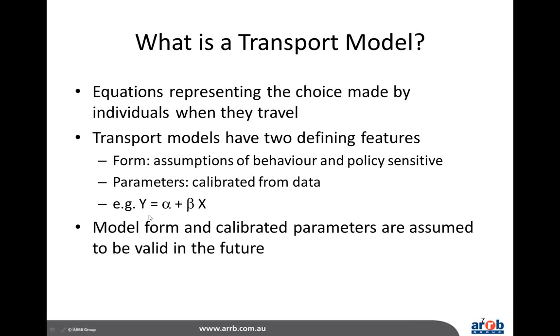That's a linear form. Say y is the number of trips, and x is, say, for example, personal income or household income. So the higher the income, the higher the number of trips being made. So that's an assumption that we have to make based on the behavior of a household. And the other component is parameters, alpha and beta. These are parameters that need to be calibrated from existing data, and the discussion to determine alpha and beta are largely technical, which I'm not going to go into in this presentation.